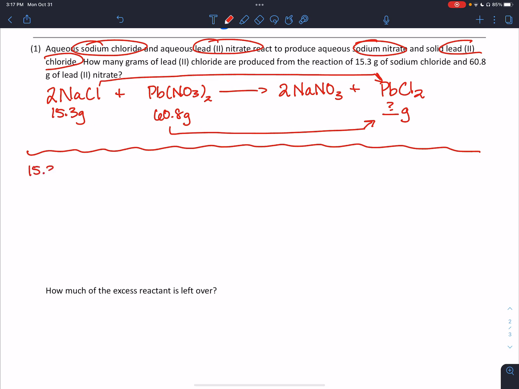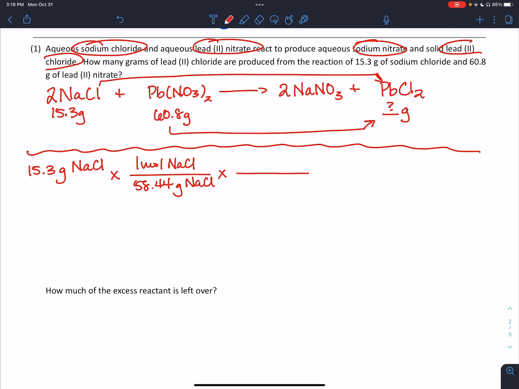All right, so let's start with our first one. We've got 15.3 grams of NaCl. We're going to convert grams to moles using the molar mass, and 1 mole of NaCl has a molar mass of 58.44 grams. We're then going to convert from NaCl over to PbCl2 using the mole ratio, and according to our balanced reaction, 2 moles of NaCl will produce 1 mole of PbCl2.